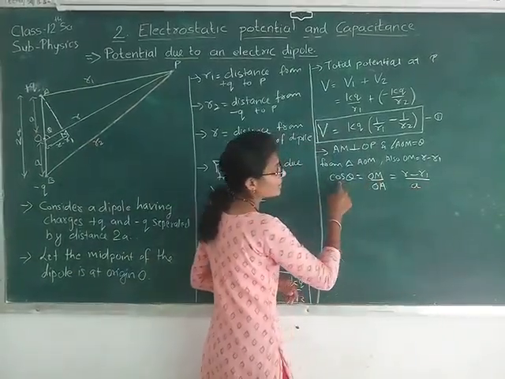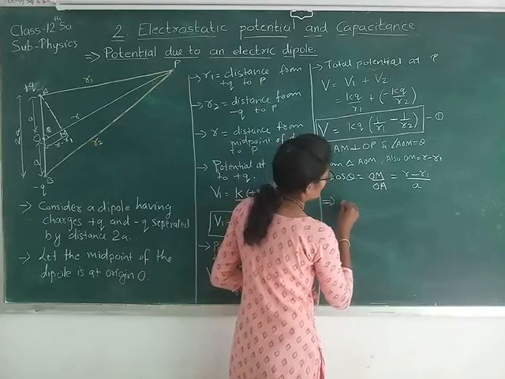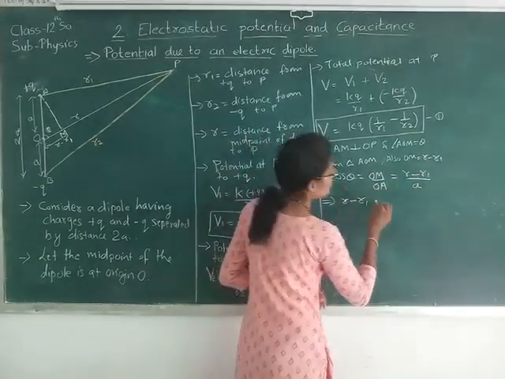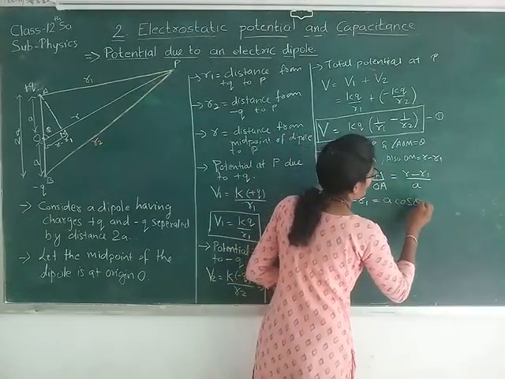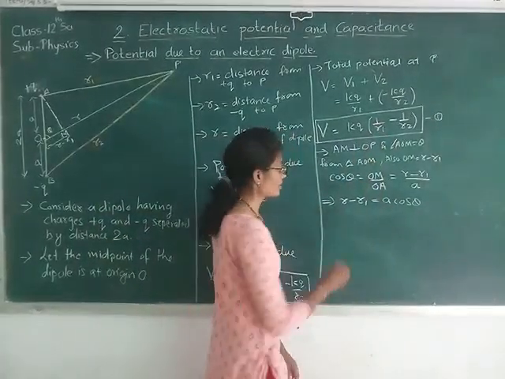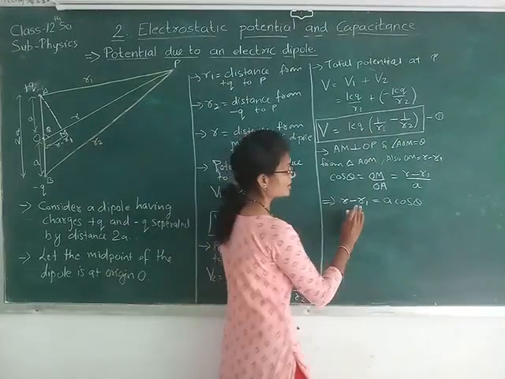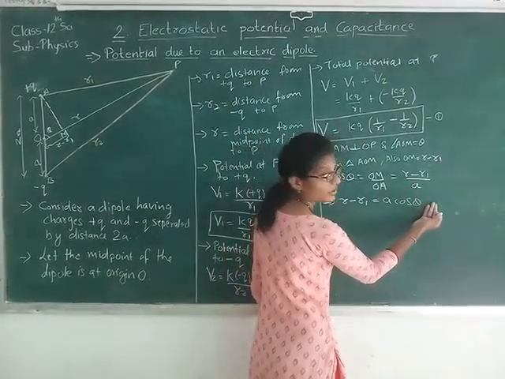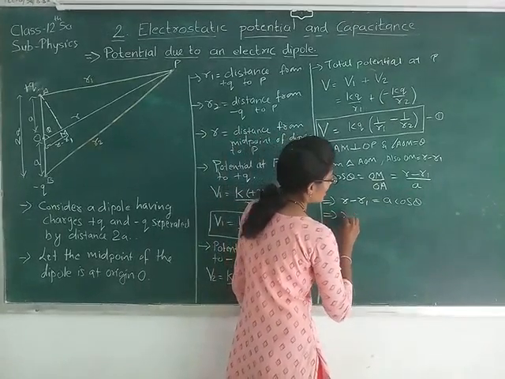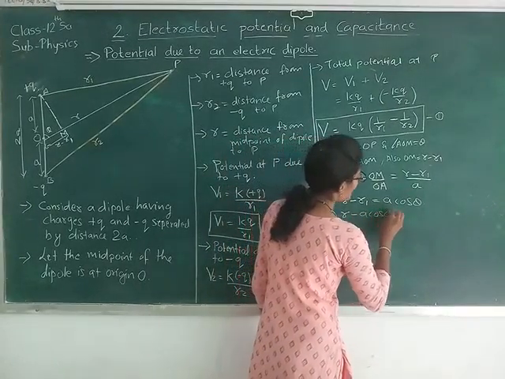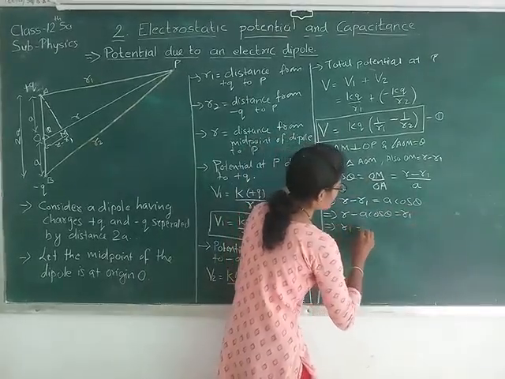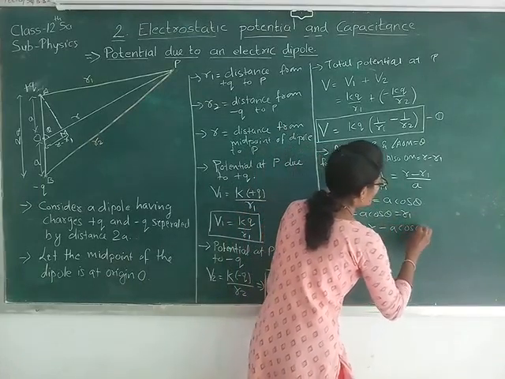Now taking A over here, let it be R minus R1 equals A into cos theta. What we need here is to get 1 upon R1. So first of all, taking R1 as the subject, here it is minus R1, so take this term on the right hand side and take this term on the left hand side. So that will be R minus A cos theta equals R1, or R1 equals R minus A cos theta.